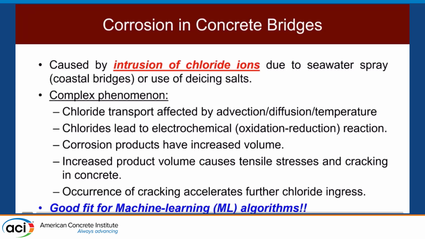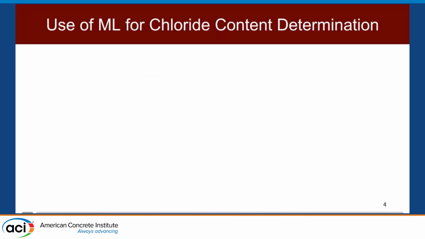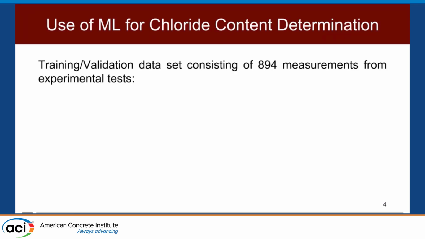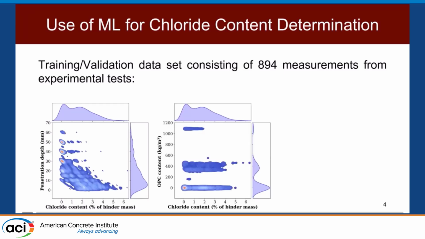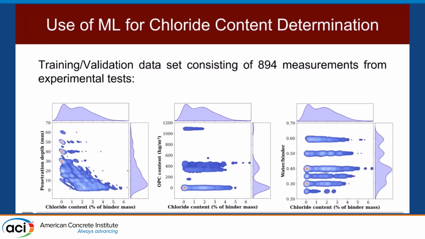Now, it's the complexity of this phenomenon that renders it a good fit for application of machine learning algorithms. And indeed, I have some example slides here involving an ongoing study of ours focused on the use of machine learning for determining the chloride content in concrete components. We have a data set for the training and validation of our machine learning algorithms, consisting of a total of about 900 measurements from experimental tests, which allow us to deduce, first of all, the correlation between the chloride content and also some key features of the concrete member.